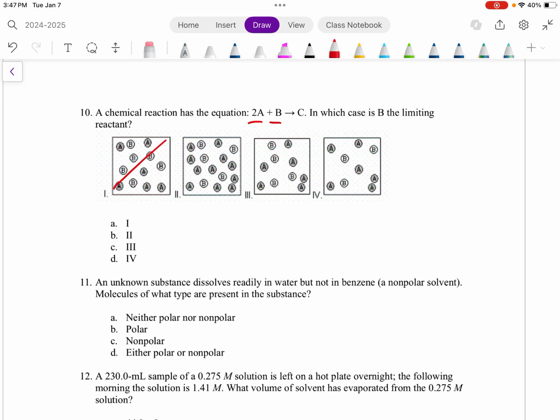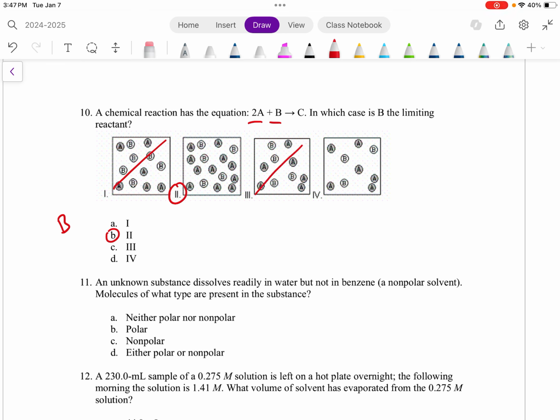Number 2, it looks like we have way more A than B. There are 5 Bs, and there's more than 10 As. So here, A is in excess, which would mean B is the limiting reactant. That is the answer here, but let's prove that the other two are incorrect. For 3, we have 4 Bs and only 6 As, so A would be limiting here. And then we have 3 Bs and 6 As. So this is actually a perfect ratio. Neither of them are limiting, or both are limiting, however you want to phrase that. So that's not the best answer. The best answer here is 2.